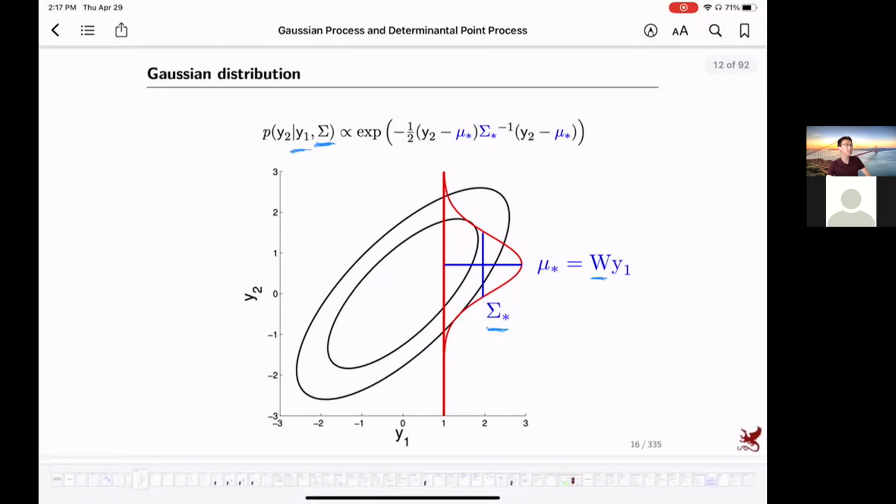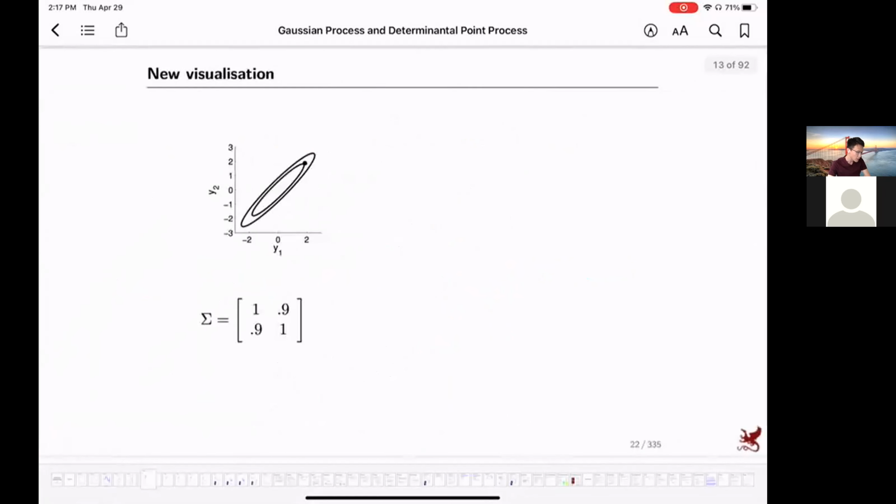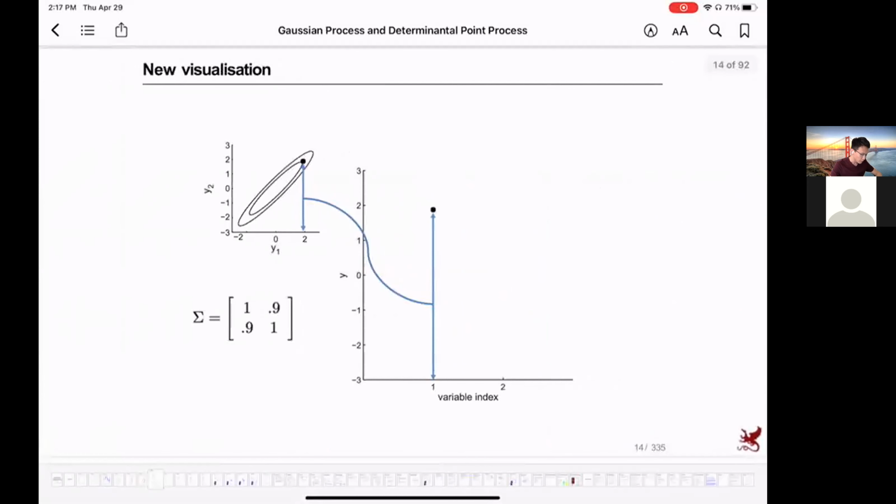Okay, so this is the multivariate Gaussian distribution and the conditional distribution of the Gaussian. Right now, I would like to introduce a new way to visualize this whole thing, so we can see what a Gaussian process is. Still, I have this two-dimensional Gaussian distribution, with one covariance matrix specifying this distribution, but right now I will visualize it like this.